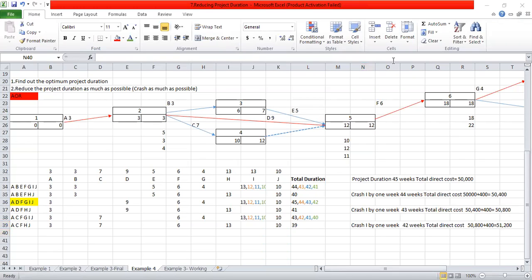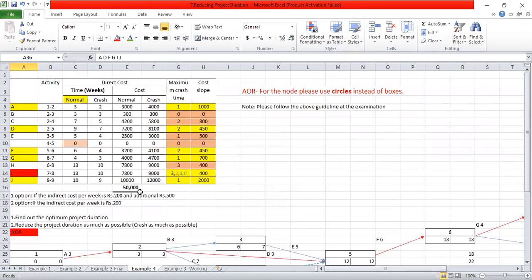Yes, very good. Right. So 51,200. Again, this path is a critical path, right? We have now crossed this I activity, and we have to see now which activity is having the lowest cost slope. So the lowest cost slope is 450 for the D and F activity, right? So among that D and F activity, which activity are you going to crash?